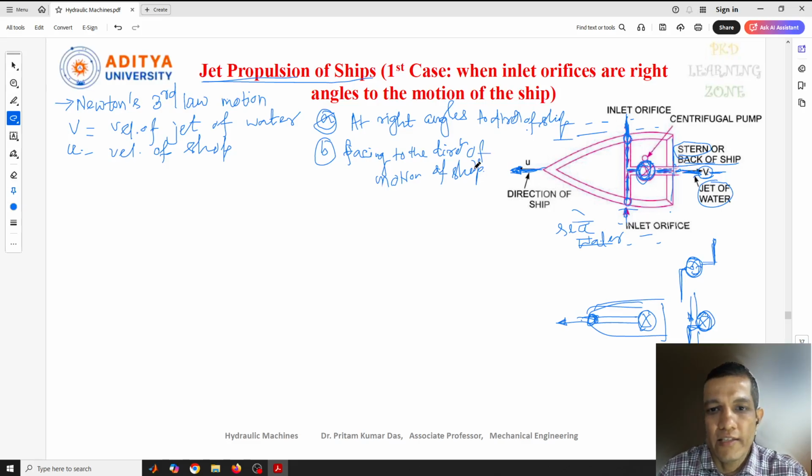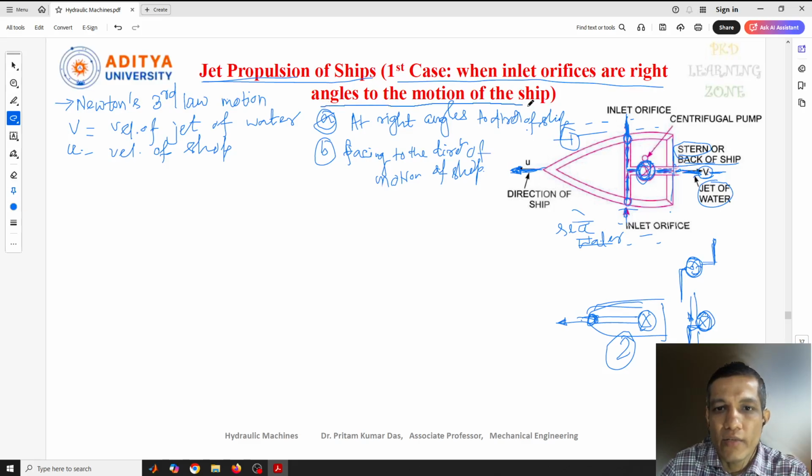So in this lecture we'll discuss the first one. The second one, this one, we'll discuss in our next lecture. So the first one we'll discuss here now. The first one is actually when the inlet orifice is at right angles to the motion of the ship. As you can see, this is the motion of the ship, and the inlet is at right angle to this one.